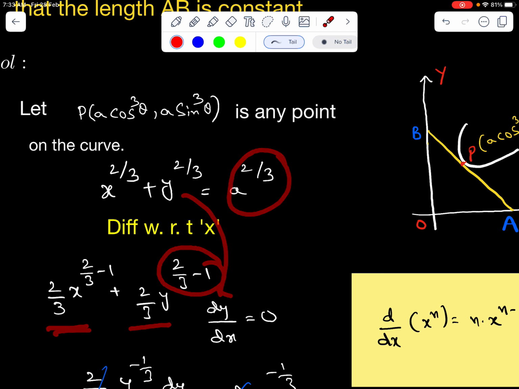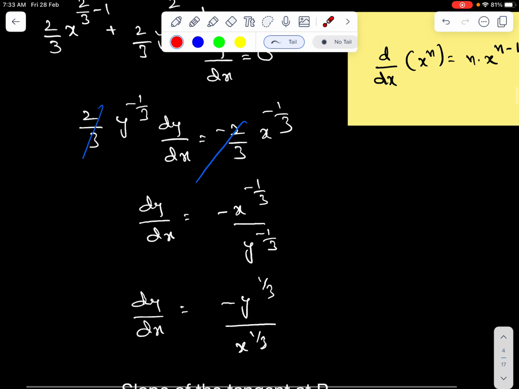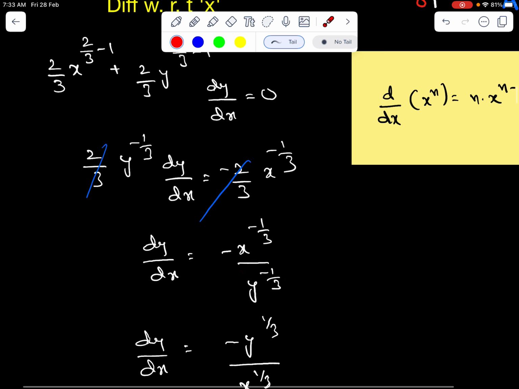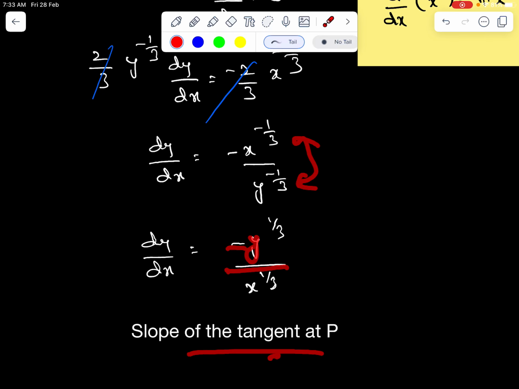A is the constant, the derivative of constant equal to 0. Therefore, dy by dx is equal to minus x power minus 1 by 3 by y power minus 1 by 3. Okay. These two are interchangeable. Therefore, minus y power 1 by 3 by x power 1 by 3. Slope of the tangent at P.